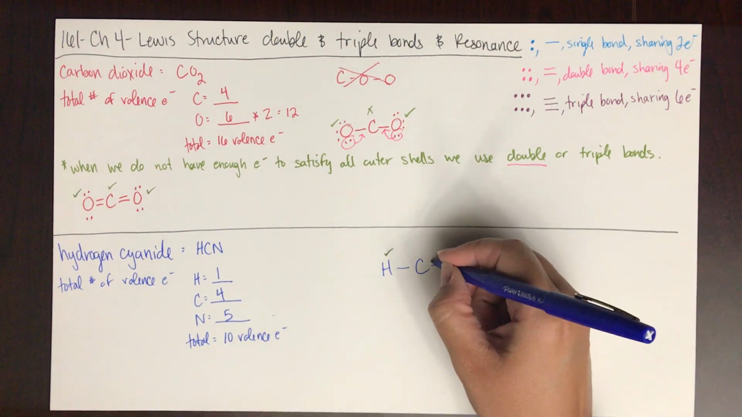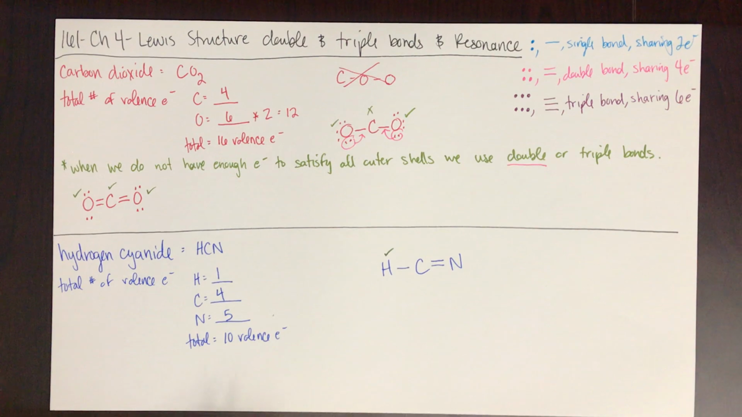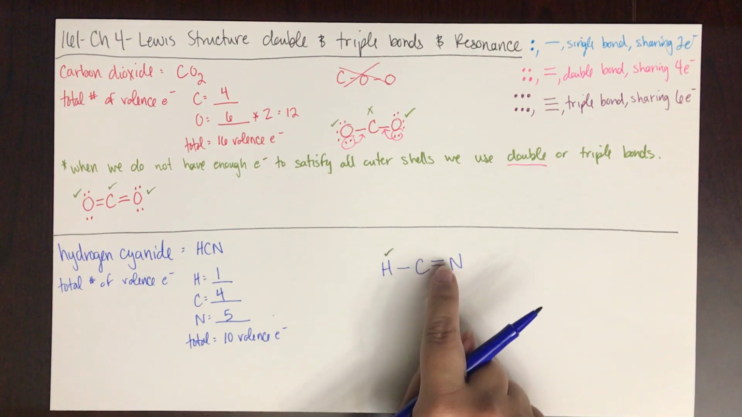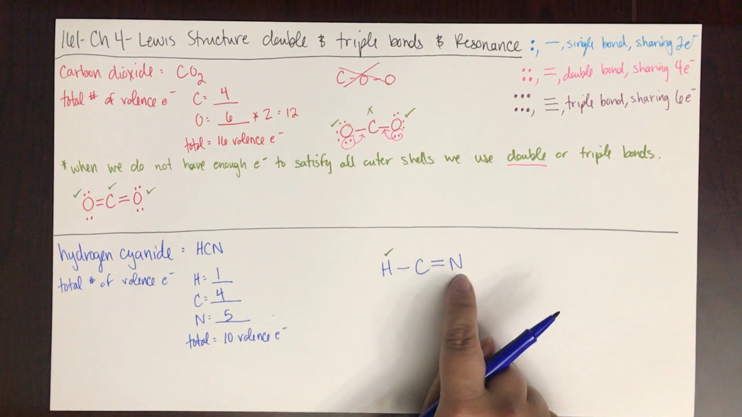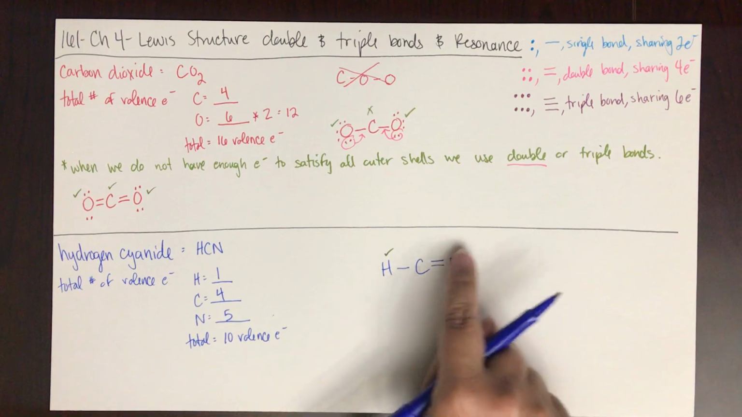So I know I'm going to need at least a double bond. So now let's see if we could make it work. So I've used 2, 4, 6 and I have 4 left. So if I have 4 left, I could put 2, 4 on this nitrogen, and then nitrogen would be happy.